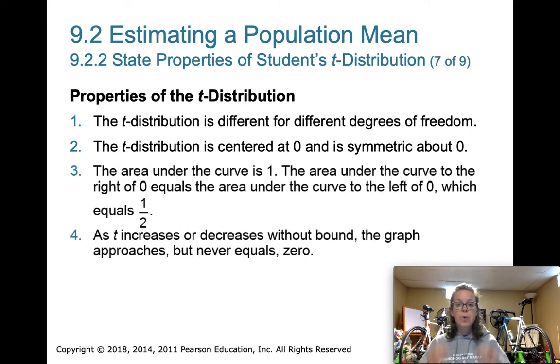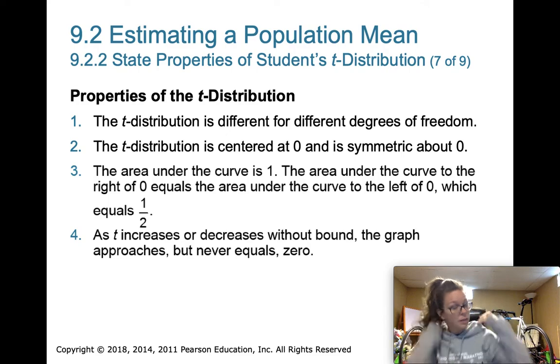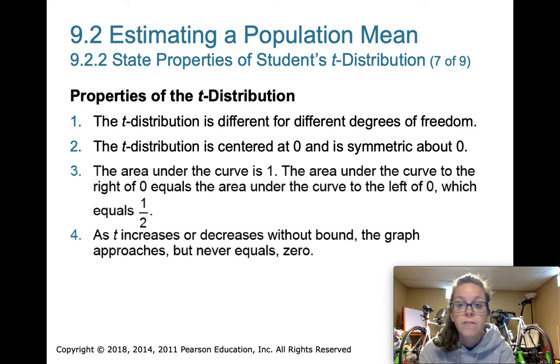Okay, so some properties of the t distribution. The t distribution is different for different degrees of freedom. And degrees of freedom is just kind of a fancy terminology that says sample size. It's not exactly equal to the sample size. It's actually sample size minus 1. So if our sample size is 15, we have 14 degrees of freedom. But as the sample size, or the degrees of freedom, change, the t distribution changes slightly. And we just saw the picture of that.